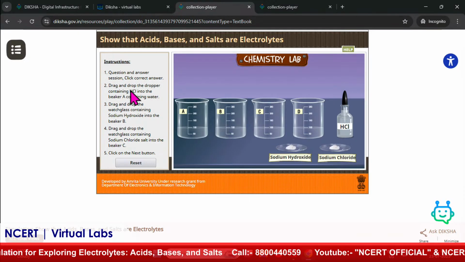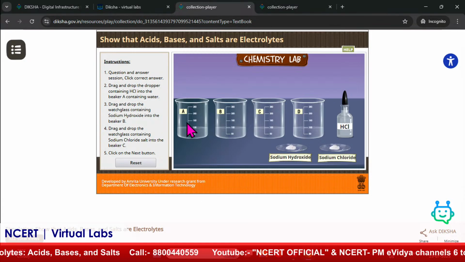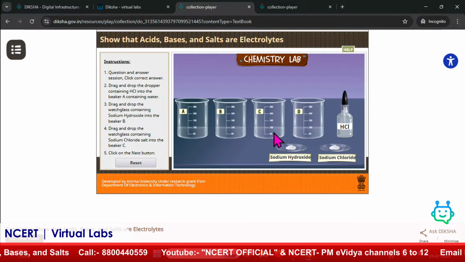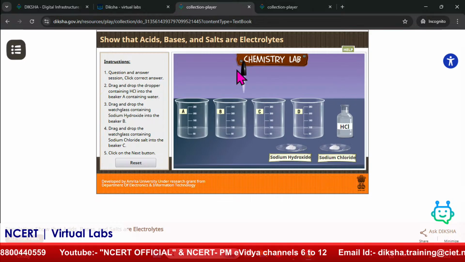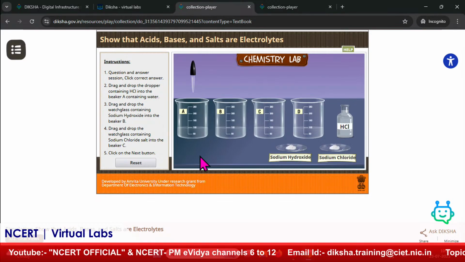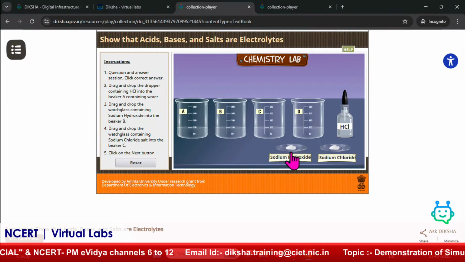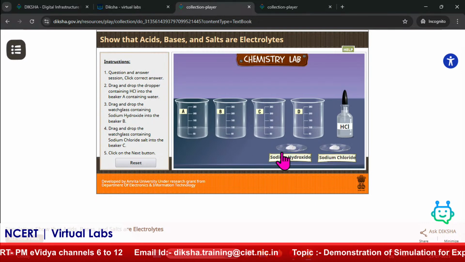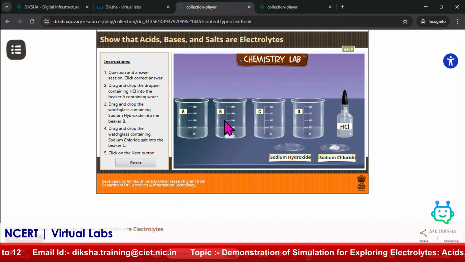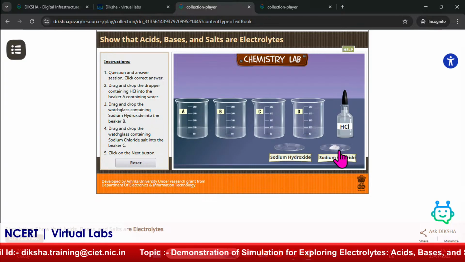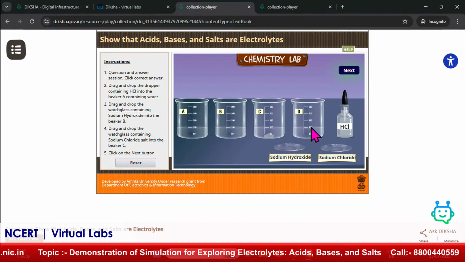First we have to drag and drop the dropper containing hydrochloric acid into beaker A containing water. All these beakers are filled with around 100 ml of water. So I'll add hydrochloric acid first to beaker A. Now I have prepared an aqueous solution of the acid. Next I have to add the sodium hydroxide that is present in the watch glass into beaker B. Now this has become an aqueous solution of base. Sodium chloride I'll add into beaker C. Okay. Now we have to keep beaker D as it is.